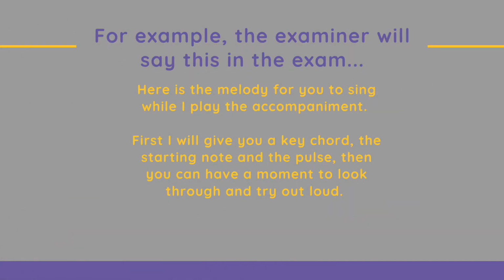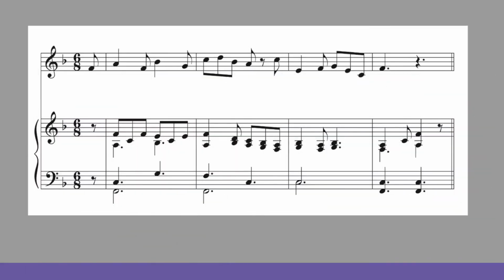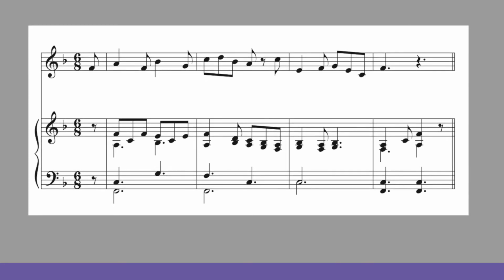For example, the examiner will say this in the exam. Here is the melody for you to sing while I play the accompaniment. First, I will give you a key chord, the starting note and the pulse. Then you can have a moment to look through and try out loud. Here is the key chord of F major. Your starting note is F. The pulse.